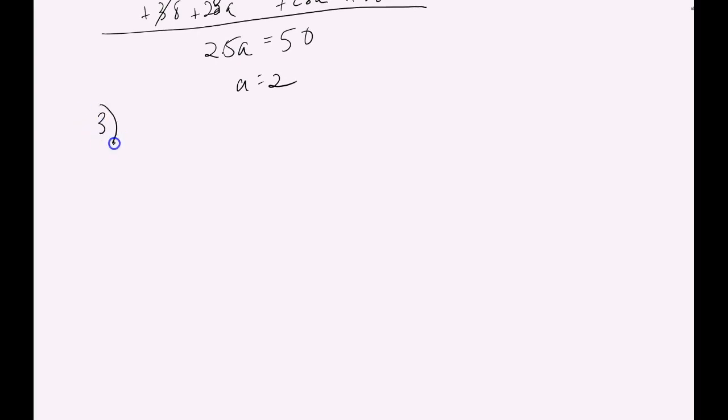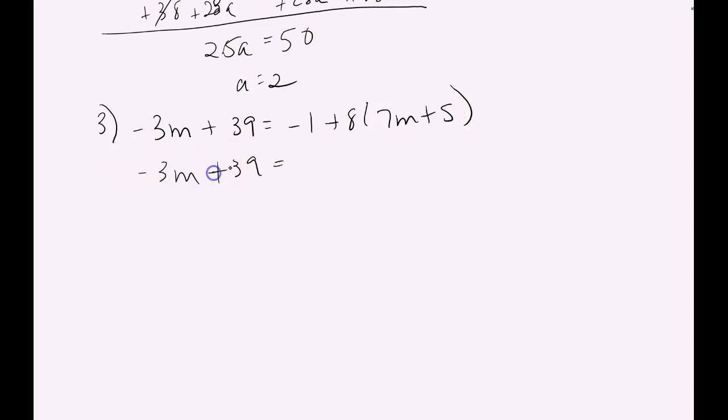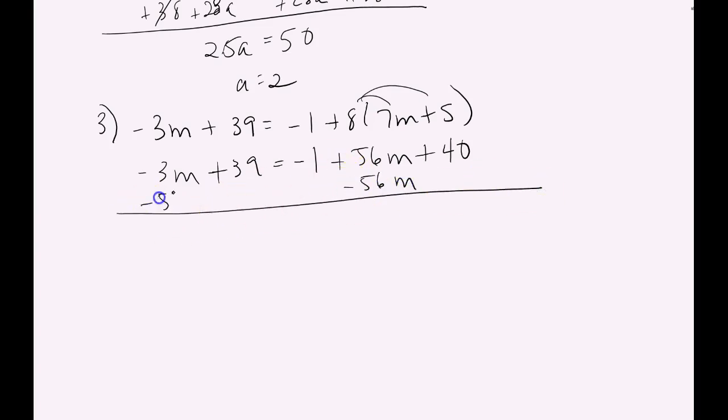Excitement. Okay, number 3, negative 3m plus 39 is negative 1 plus 8 times 7m plus 5. Okay, so a lot of these first ones are very similar, but it just goes to show how important it is to be able to handle, got to distribute here, to be able to handle a linear function. Another thing I didn't mention is, what makes this a linear function? You may or may not have noticed at some point here that the exponent is a 1. So on your variable, the exponent is 1, and that's what makes it.